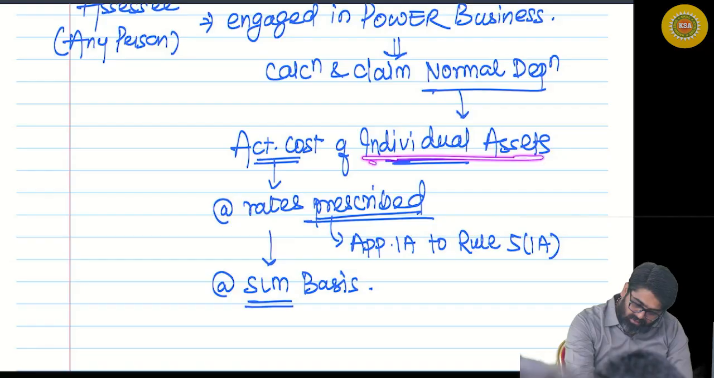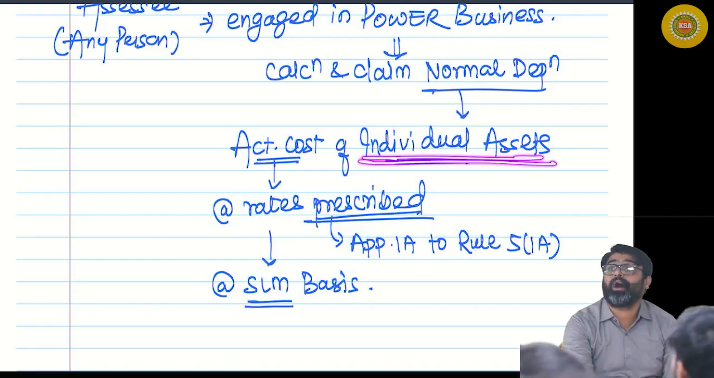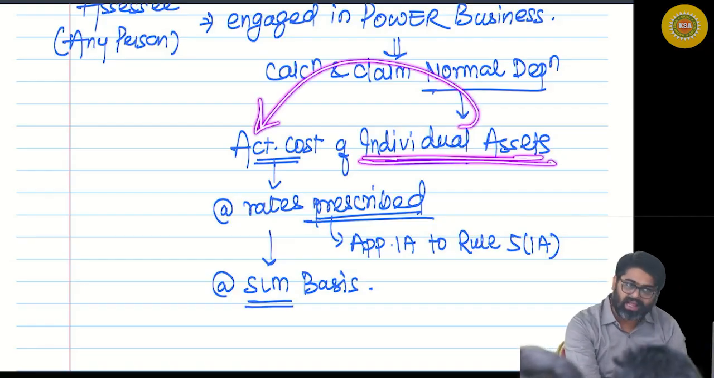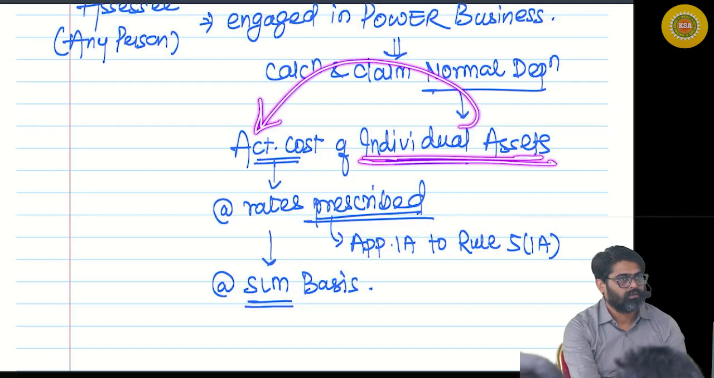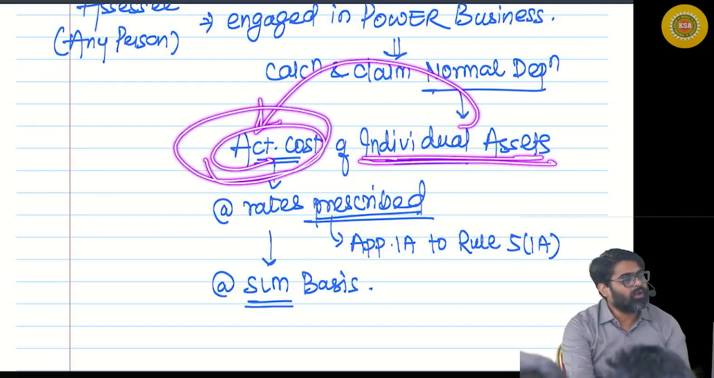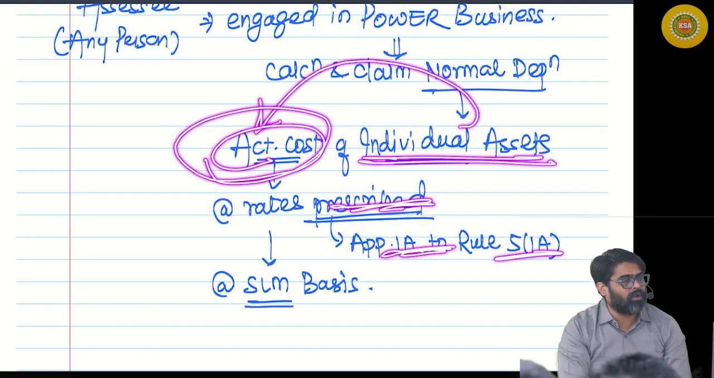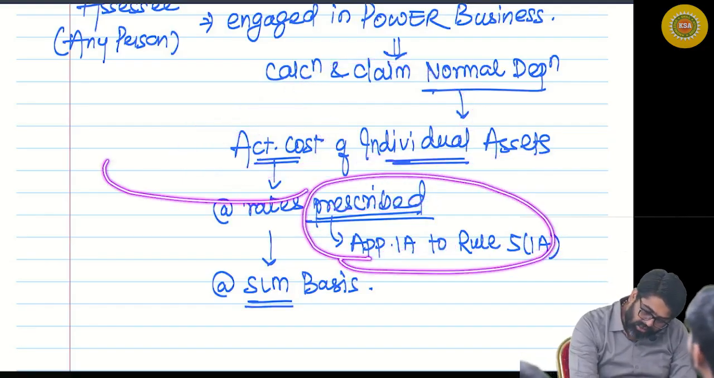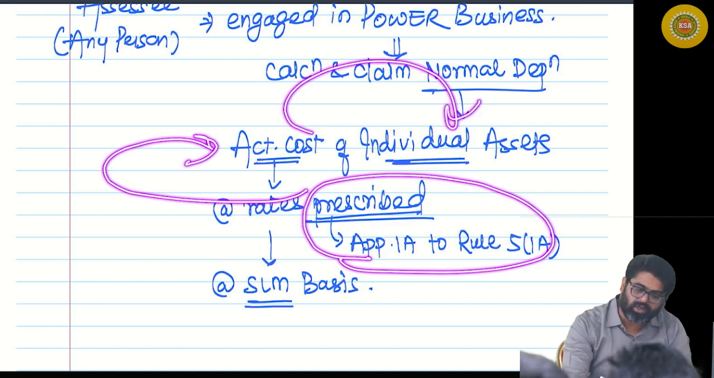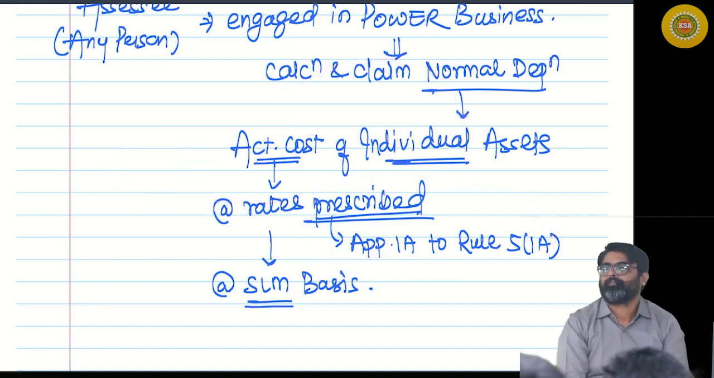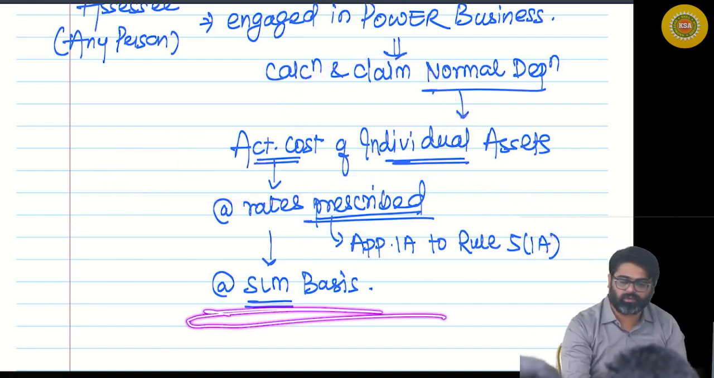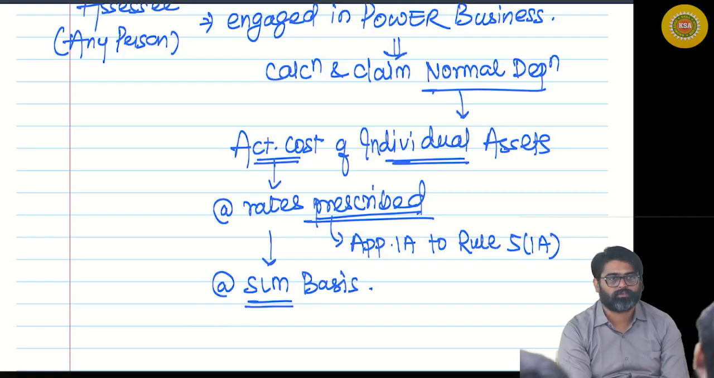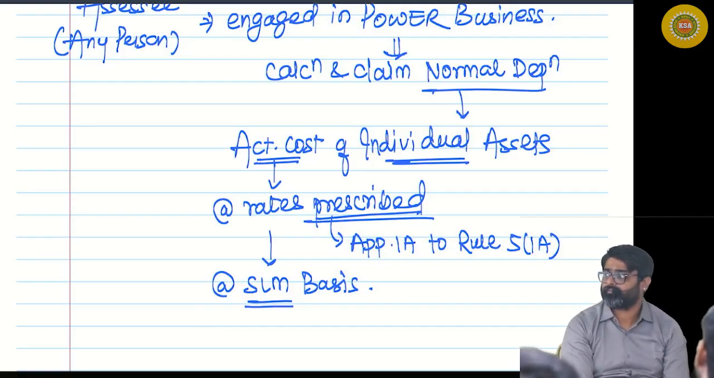So for individual assets which are used in your business, determine their actual cost. And on that actual cost, you will apply the rates which are prescribed in Appendix 1A to Rule 5.1a. By applying these rates on the actual cost of your individual asset, you will calculate the depreciation, and that depreciation will be allowed on SLM basis. Reducing balance or straight line basis.